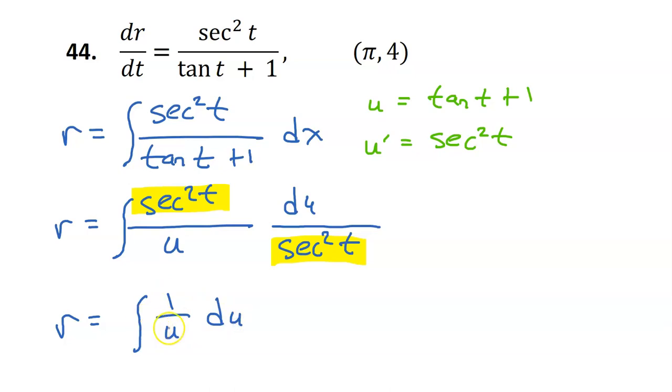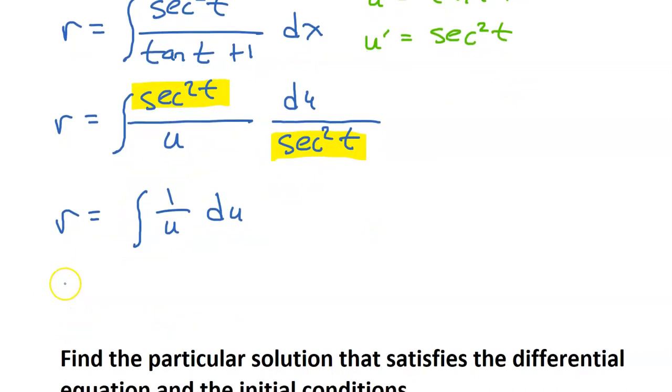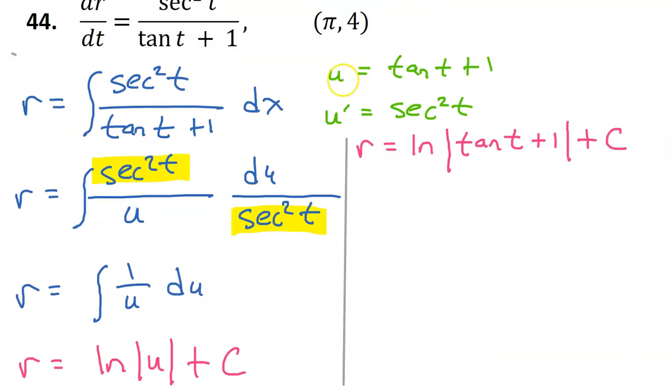So we have memorized that the integral of 1 over U is natural log U. So I now have R equals natural log, well, absolute value of U. Let me not make that mistake again. Plus C, the constant of integration. Replacing U with tangent t plus 1, we have this.